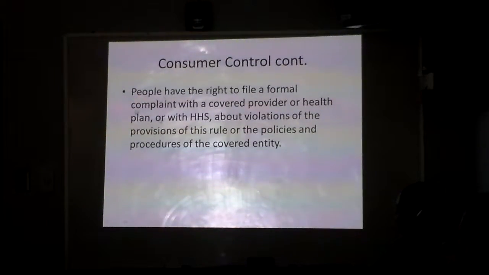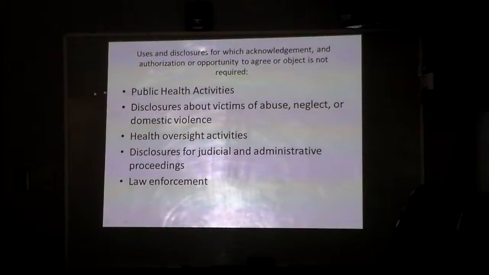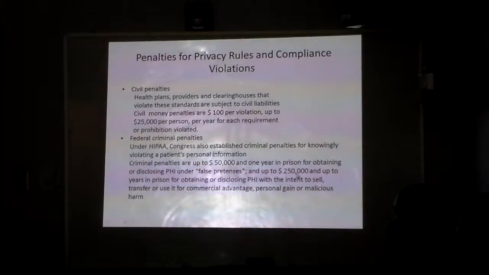People have the right to file a formal complaint with the covered provider, health plan, or with HHS about violations of the provisions of these rules. So if they feel we're violating their rights, their HIPAA privacy, they can turn us in. Uses and disclosure of acknowledgement and authorization of opportunities to agree or object is not required.